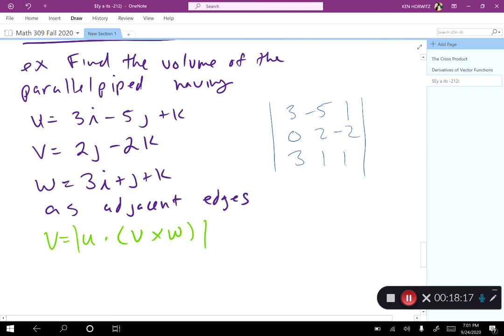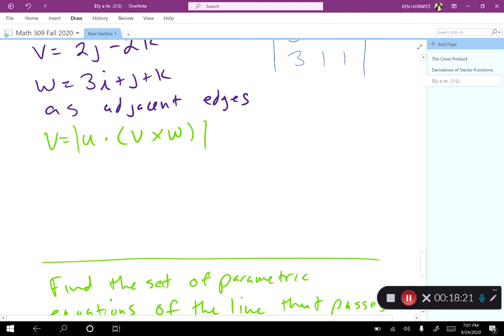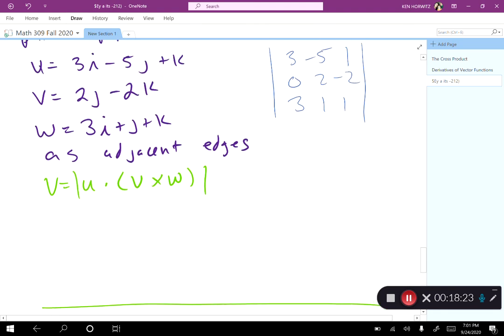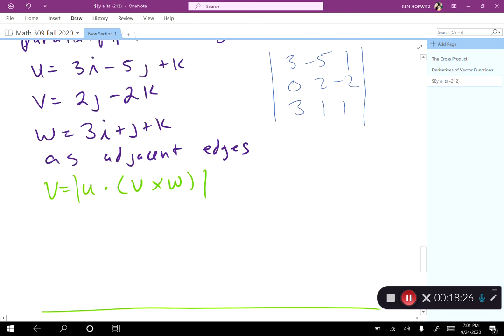If you broke those up into the smaller determinants, which we can do, why don't you pause the video and try it on your own, and then we'll see what we get.